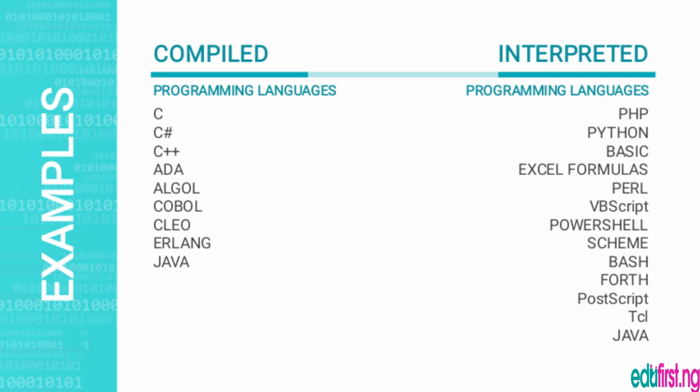PostScript, TCL, and Java. Now, if you can notice, Java appeared as both a compiled and interpreted programming language. It is because Java falls under a group of programming languages that is referred to as bytecode. Bytecode languages are a type of programming language that fall under the categories of both compiled and interpreted languages because they employ both compilation and interpretation to execute code. It is this attribute of Java that allows it to be run on multiple platforms.